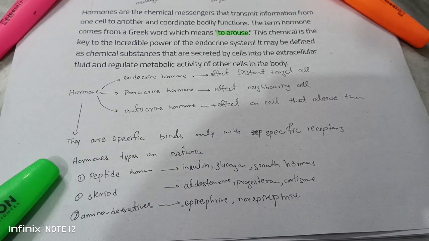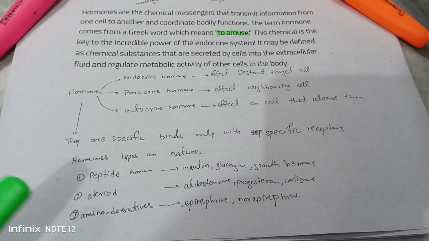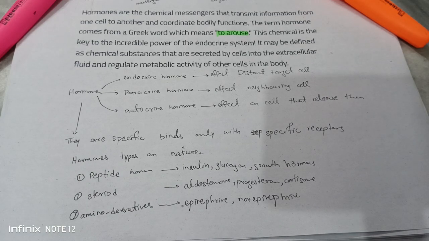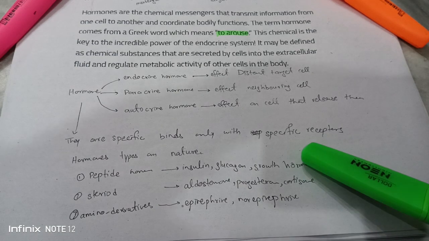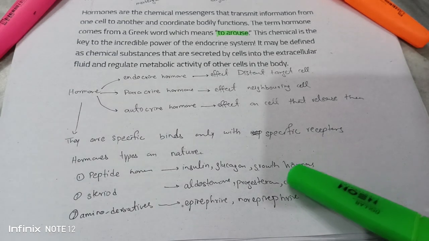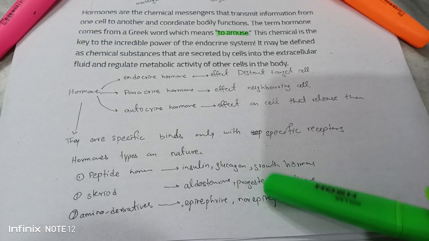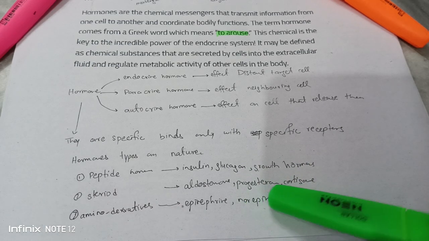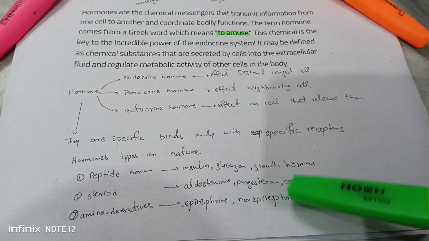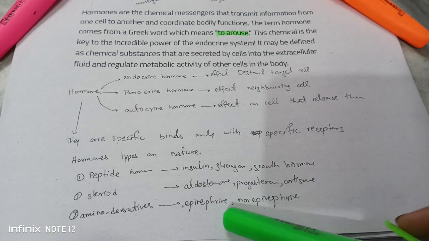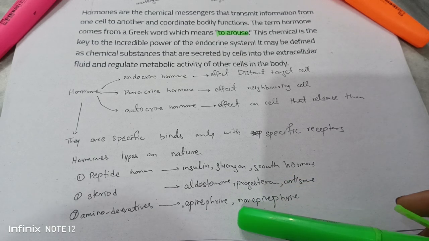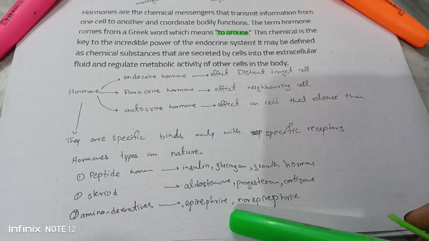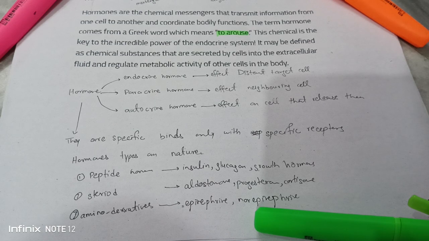We have also divided the hormones on the basis of their nature. First is the peptide hormones. They are proteinous in nature, for example insulin, glucagon, and various growth hormones. Second are the steroidal hormones: aldosterone, progesterone, cortisone, and estrogen. Third we have amino derivatives. They contain an amino group, for example epinephrine and norepinephrine.